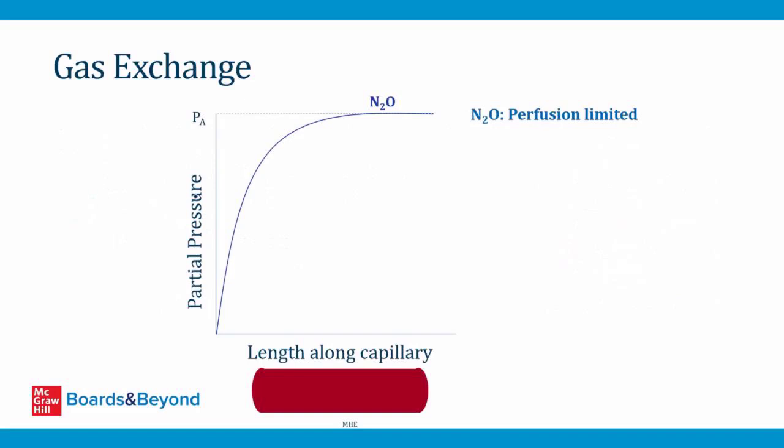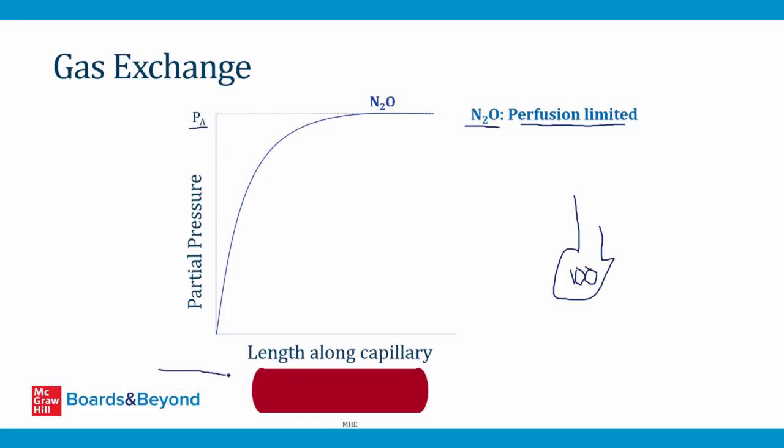So to make this more clear, let's consider the example of nitrous oxide. Nitrous oxide is a gas that we don't normally inhale, but it can be administered to research subjects. It's also sometimes used as an anesthetic. But in pulmonary physiology, it's the classic example of a perfusion-limited gas. So let's imagine that we have an alveolus here, and the concentration of nitrous oxide in the alveolus is 100. That 100 is this P sub A I've shown here. It's the alveolar concentration of nitrous oxide.